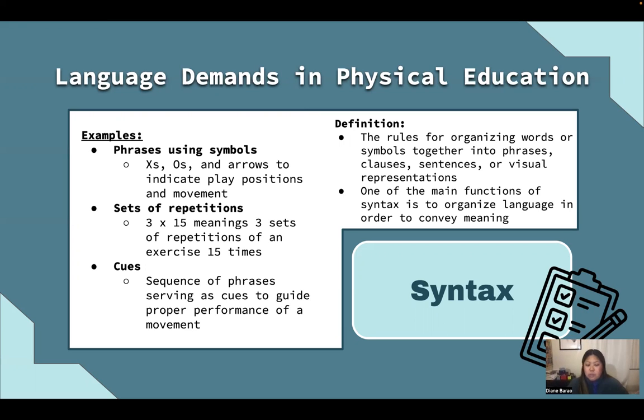So when you think about a personal trainer showing someone how to do a squat, you'll hear cues like chest out, heels down. So that kind of language in syntax.